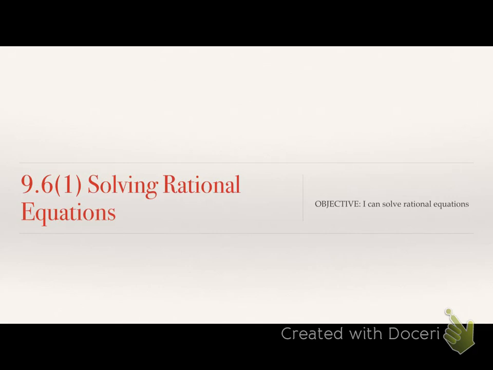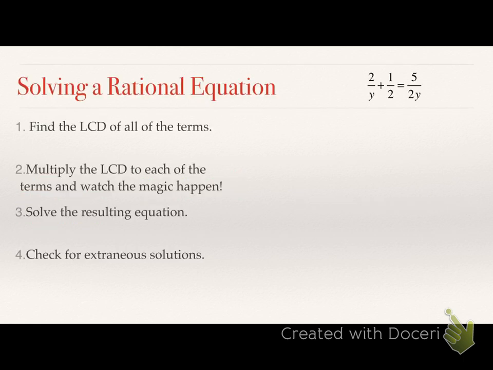Hello there and welcome to lesson 9.6, day 2, solving rational equations. In this lesson, we will solve rational equations that are not proportions. Previously, we solved rational equations that were proportions, in which we could cross-multiply to solve. Today, we'll need a different technique because we will solve rational equations that are not proportions.